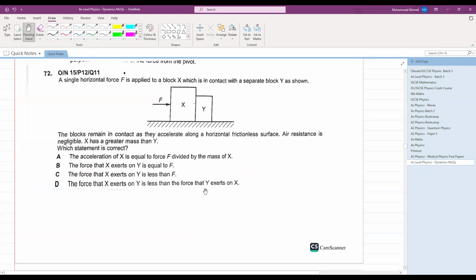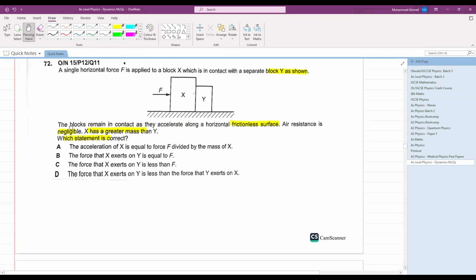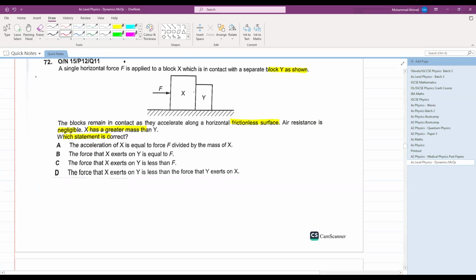Let's further move ahead. Let's see this. A single horizontal force F is applied to a block X, which is in contact with a separate block Y as shown. The blocks remain in contact as they accelerate along a horizontal frictionless surface. Air resistance is negligible, X has a greater mass than Y. Which statement is correct? The best way to understand this question is to assign values here. Let's say this is a force of 10 Newton, this is a mass of 3 kg, and this is a mass of 2 kg.